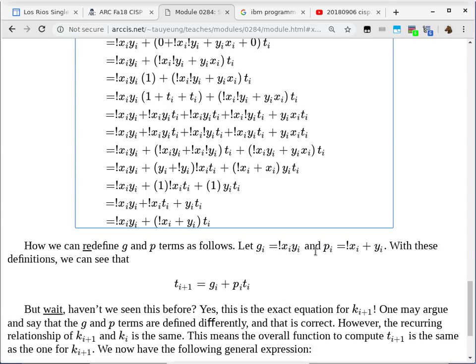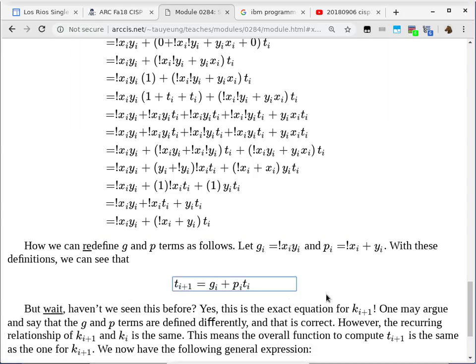But with that minor difference, I come to this form of t_{i+1}. So t_{i+1} is now expressed as g_i or p_i and t_i. Haven't we seen something like this before? In addition, it's the k, right? So k_{i+1} had about the same kind of definition. So do you think that trick that we did with k_{i+1} will work here?